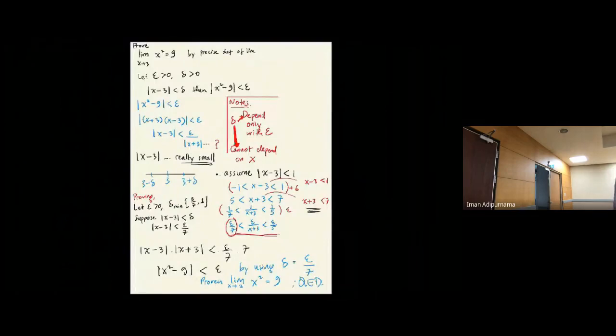Confused? Confused, right? In chapter 2, this section is, personally for me, also the difficult part to understand. What is epsilon? What is delta?